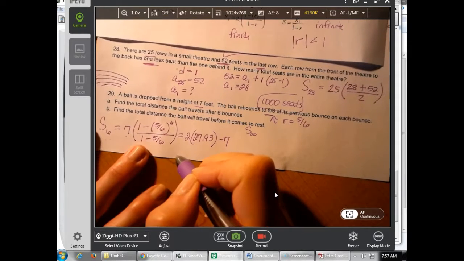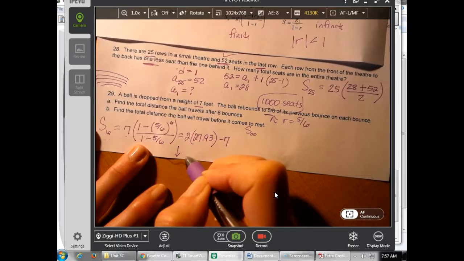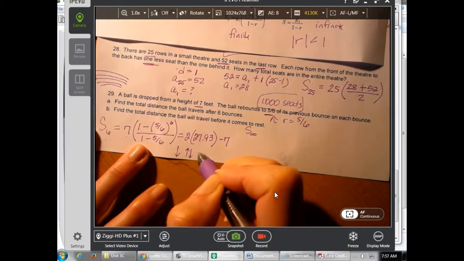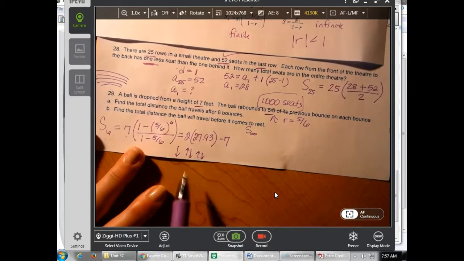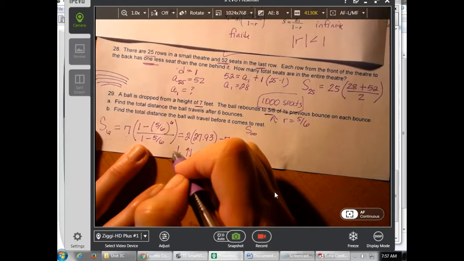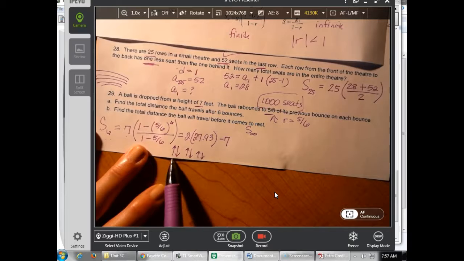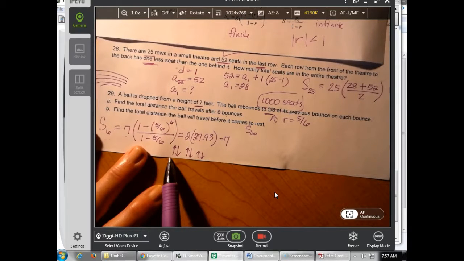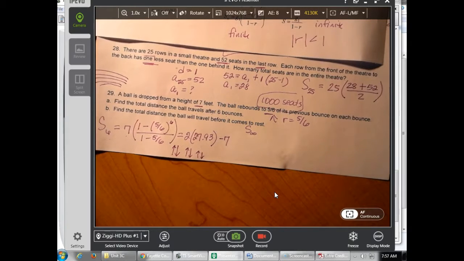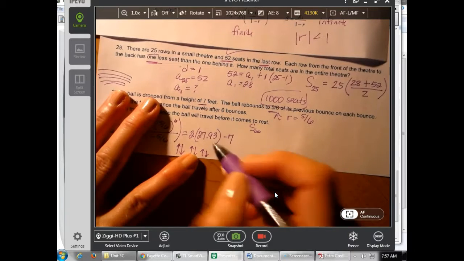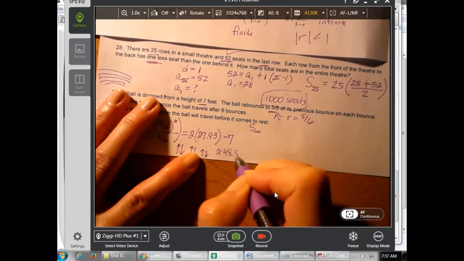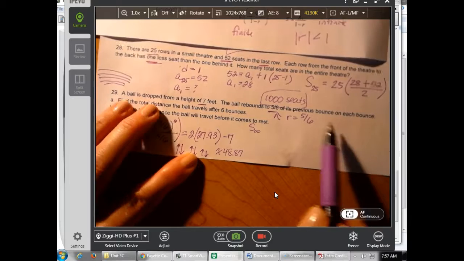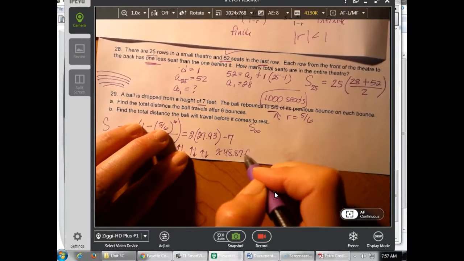But that 27.93 has to be doubled, but then I have to subtract out the initial drop, okay? Because remember, the first time it goes down, but then it goes back up, back down, back up, back down, all the way through the 6. So the problem is, when I double it, I'm adding this, but the ball doesn't really travel that distance. So just do that, 27.93 times 2 minus 7, and we get 48.87. So it's approximately 48.87, and that's going to be feet.